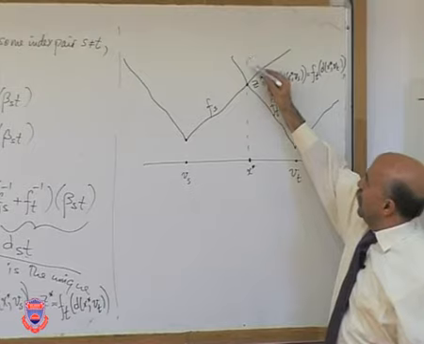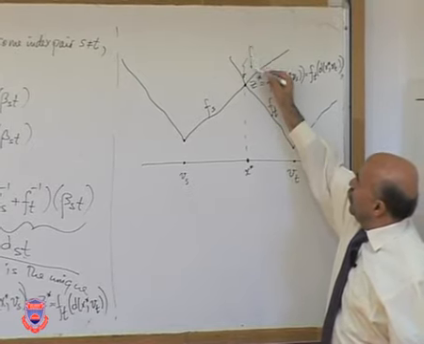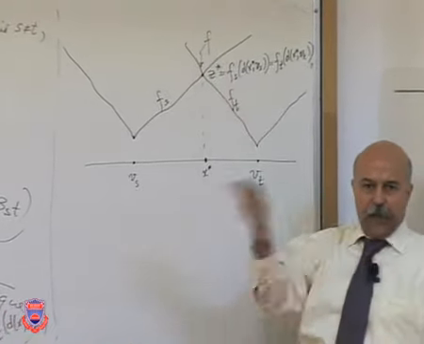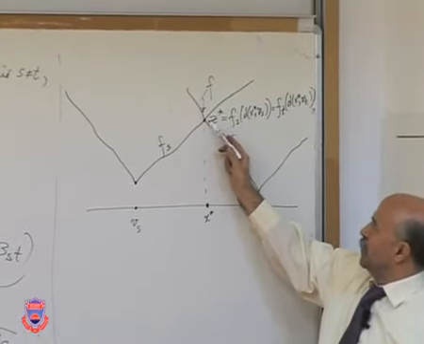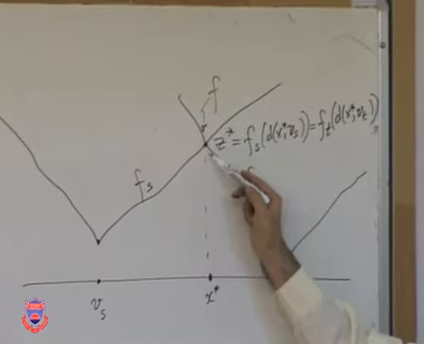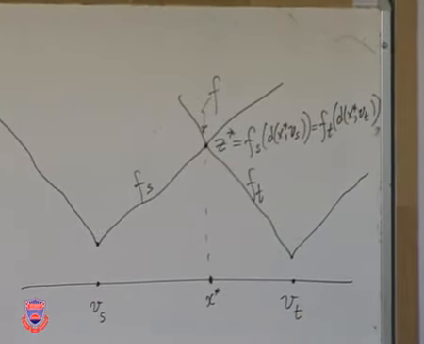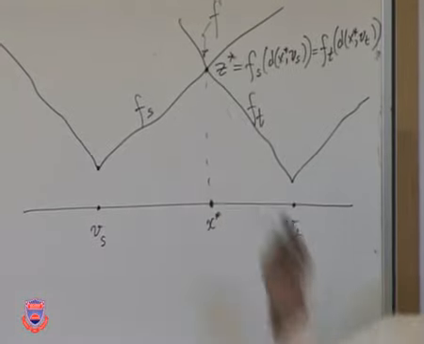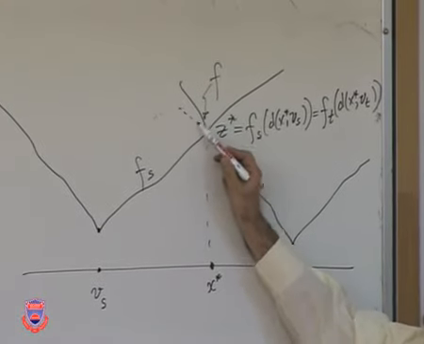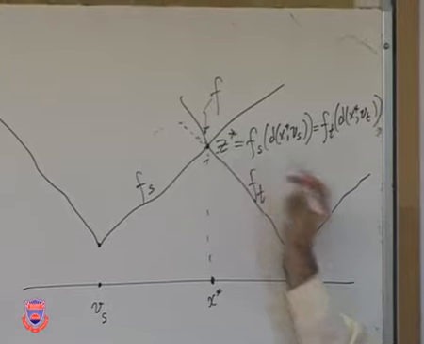And locally, f is the maximum of all these vertex-related loss functions. Locally, around x star, it's defined by only these two indices, okay? The other ones are dominated, whatever. They may be going like this, whatever, okay?